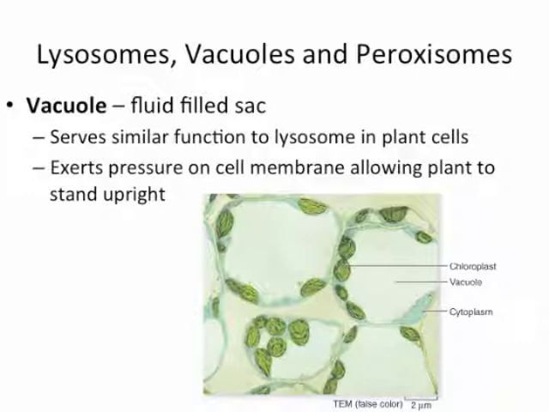It'll be a location to break down and recycle components. But one of the main roles of the central vacuole in a plant is to allow the plant to have some structure to its body. So it exerts pressure on the cell membrane and the cell wall, consequently, to allow plants to stand upright. Plants do not have skeletons. You could refer to it as a hydrostatic skeleton. They use water pressure to create stiffness in the plant.